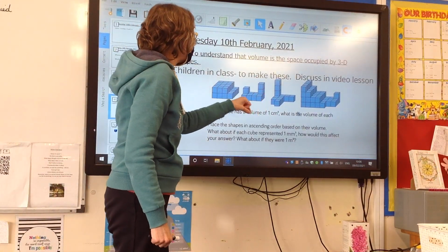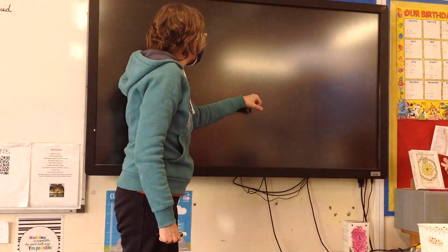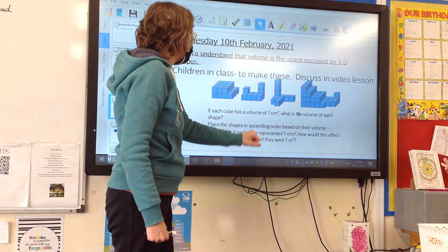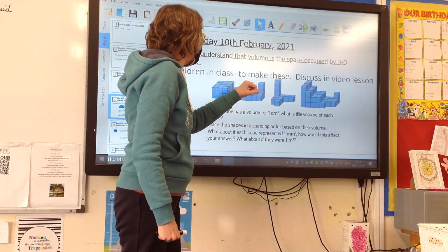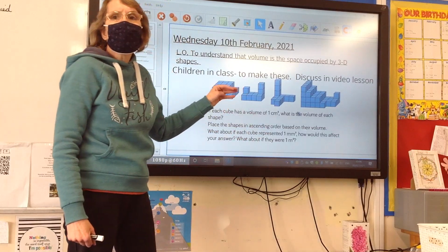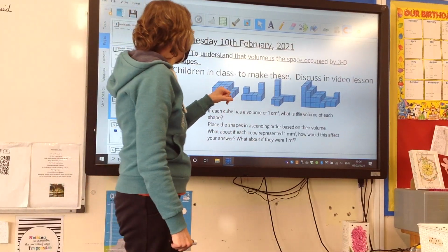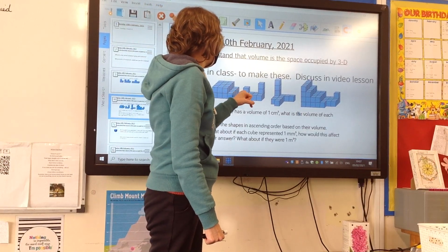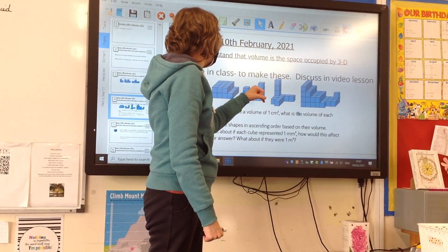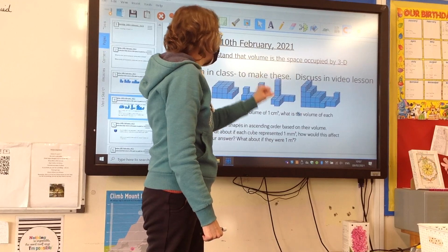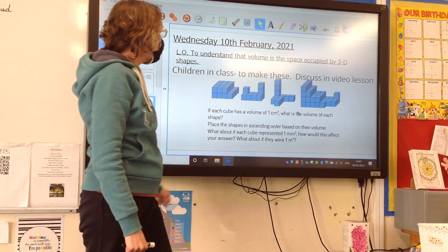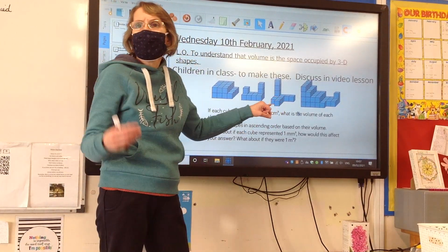This one is probably easier to count. You might want to use the formula for the bottom bit, but it's up to you. What do you think? How many cubes are there? 11 centimetres. Right, let's check. So we've got 4 by 2, which is 8, 9, 10, 11. Good, well done. Okay, what about this one?